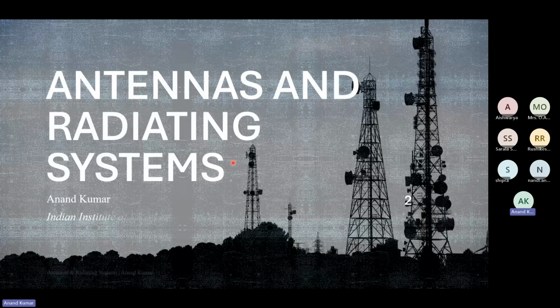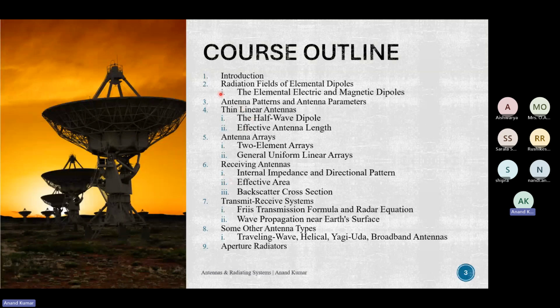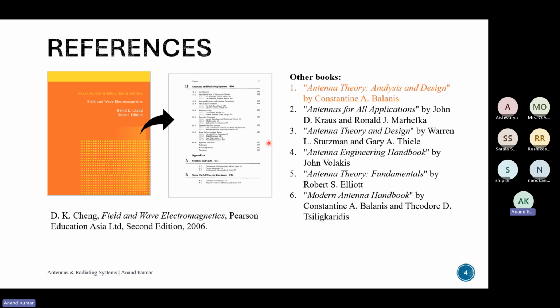So we're meeting after a long gap. We have done three classes so far. We're studying antennas and radiating systems. This is the outline, and we have covered till thin linear antennas in the previous class, and today we'll cover antenna arrays.